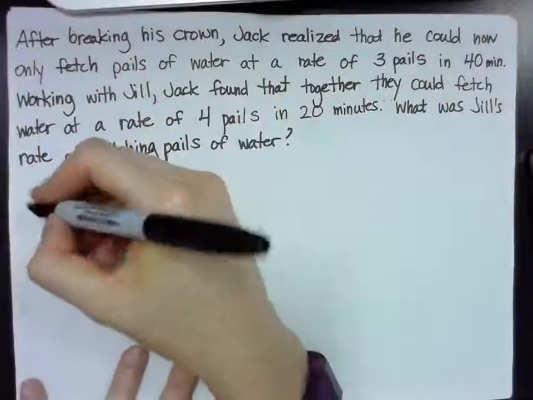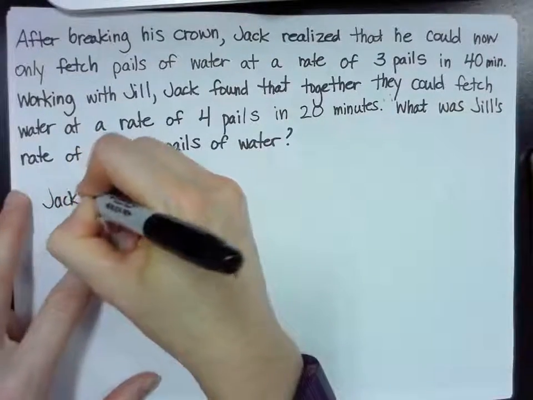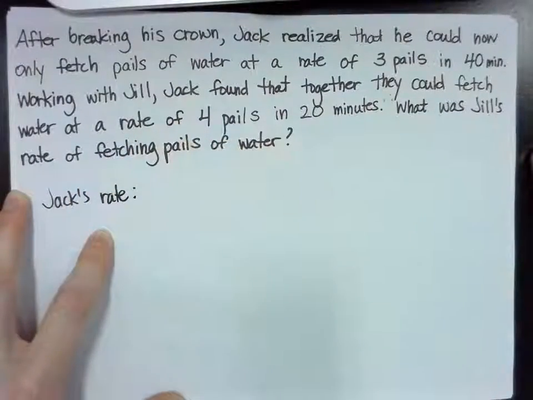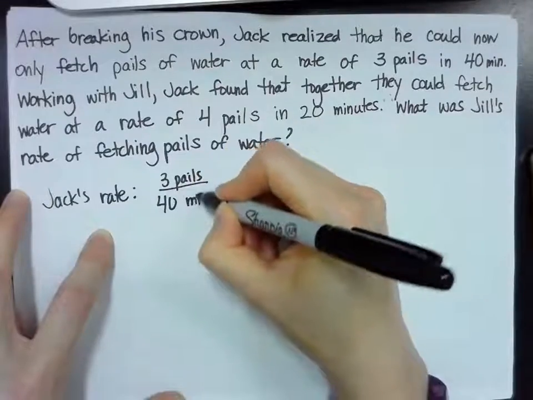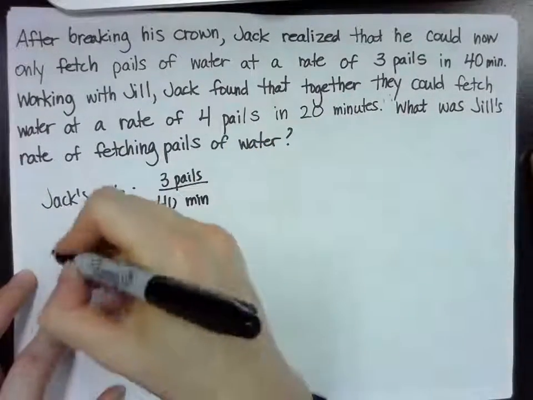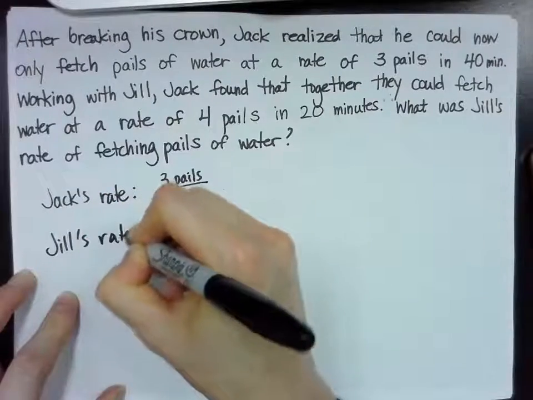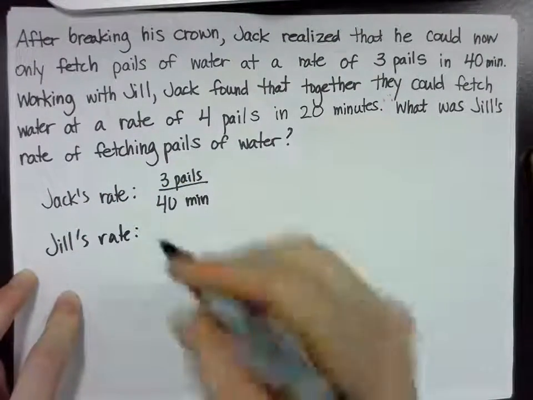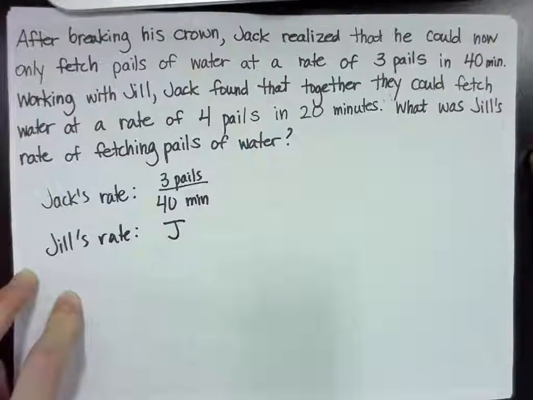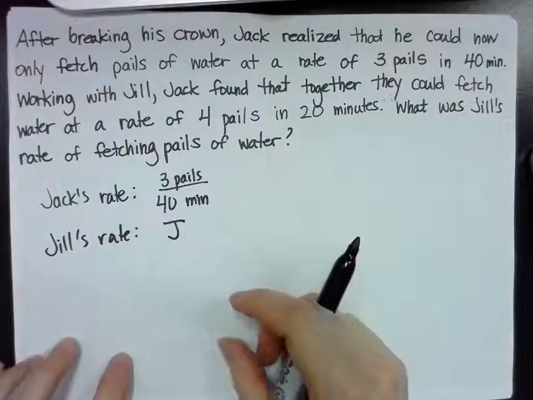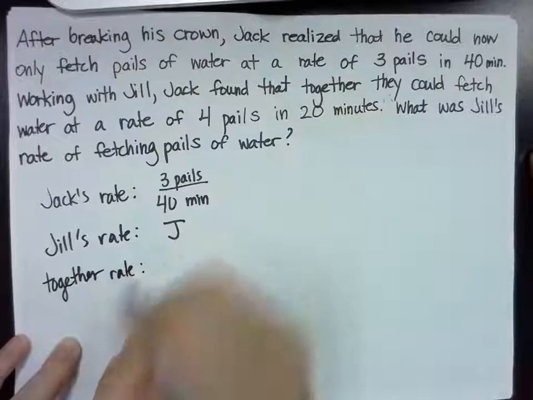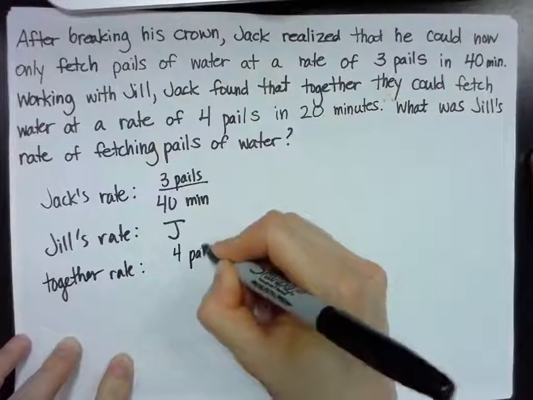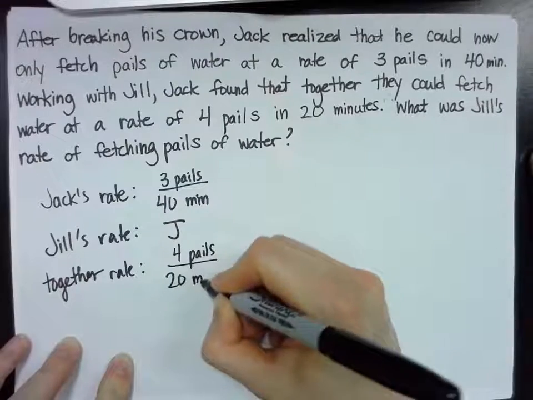Okay, so we have Jack's rate, and he can fetch pails at the rate of 3 pails per 40 minutes. And Jill has a rate, but we don't know what it is, so we'll just call it J. And together they have a rate of 4 pails in 20 minutes.